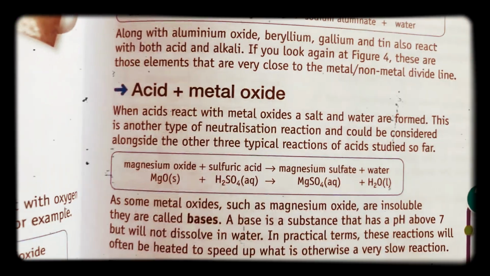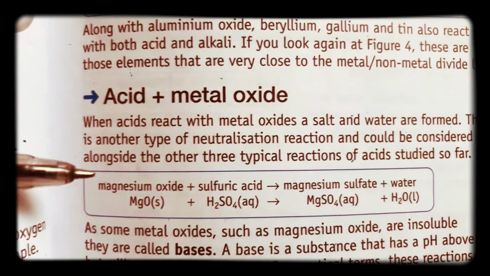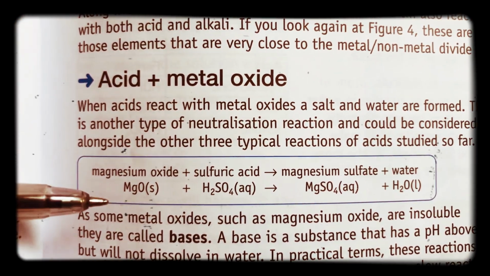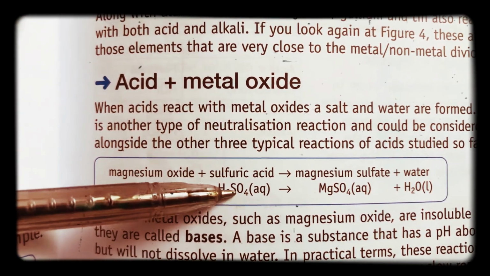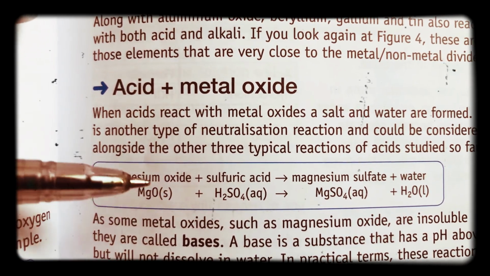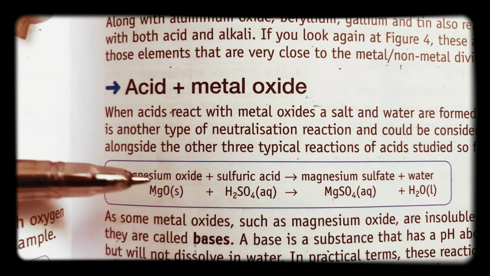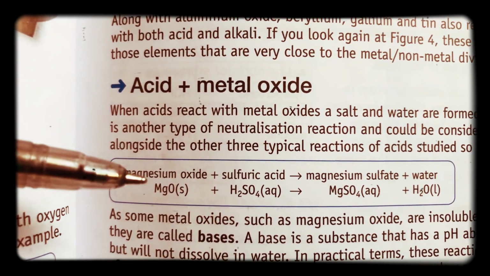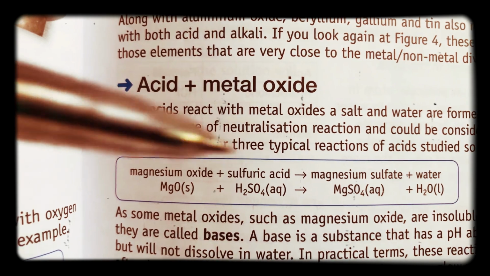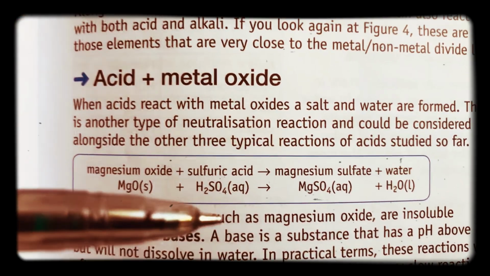Now, the third point I would like to make is about the reactions of acids and metal oxides. So here we have a typical one. Just did a video on the reactions of acids, and this is a metal oxide, so it's magnesium oxide, and it forms a salt. Magnesium sulfate is the salt that forms, and you have water. So this is actually a type of neutralization reaction.